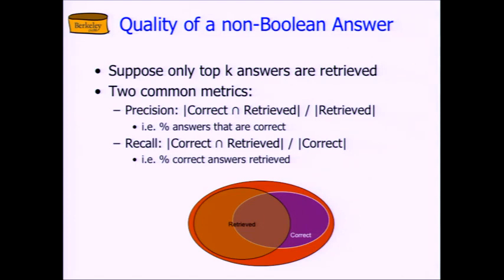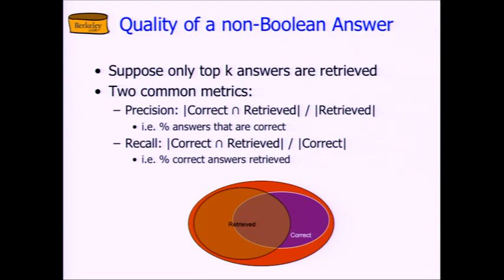All right, so it might have been that there were only 5 right answers and I gave you the top 10 that I found. In that case, the intersection would maybe be 5 or smaller, divided by the number you retrieved, which is 10. So how precise or sloppy was the answer you gave me?